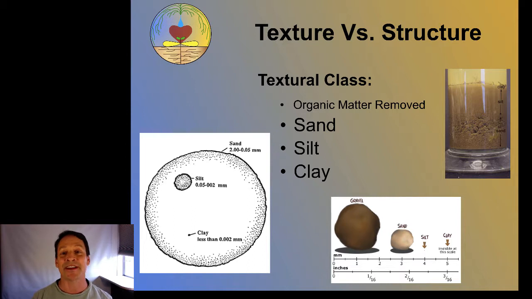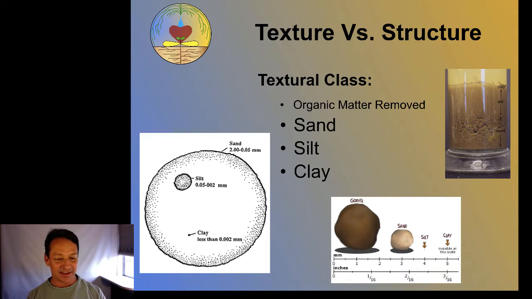But it's important to understand, first off, what the difference is between texture and structure when it comes to soils. The textural class is very specific, and it has absolutely nothing to do with the component of the soil per se, or the organic matter. It has everything to do with size, right? So you've got three different sizes of soil textural elements. You've got sand, silt, and clay, right?